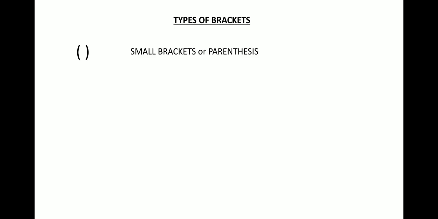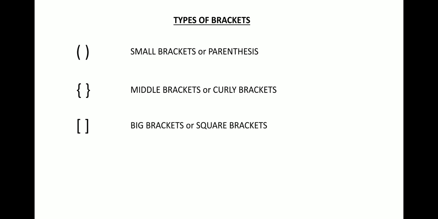The next type which we often use is this one, and the name of this bracket is middle bracket or also known as curly brackets. Then we have another one, it's called the big brackets or the square brackets. These are the main types of brackets that we often use and have often seen before.